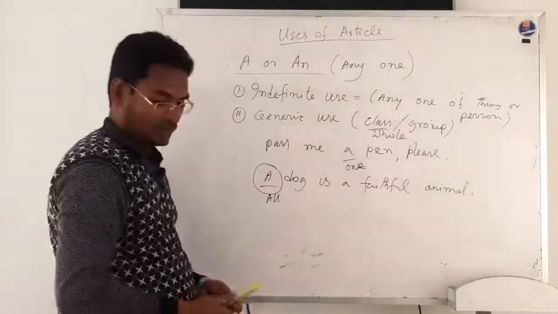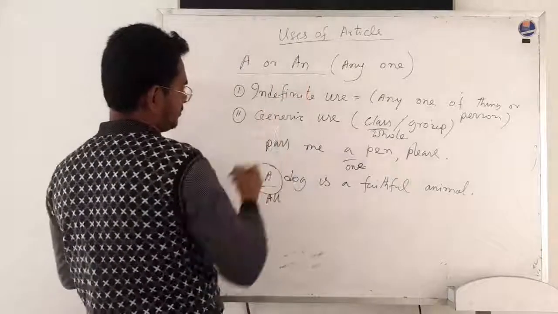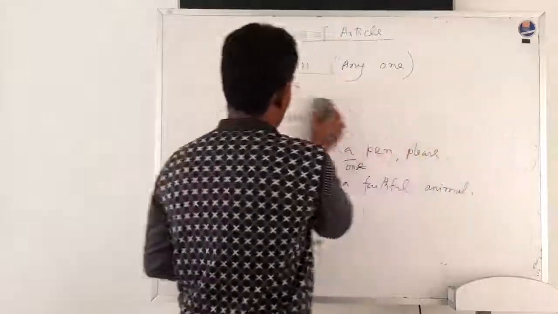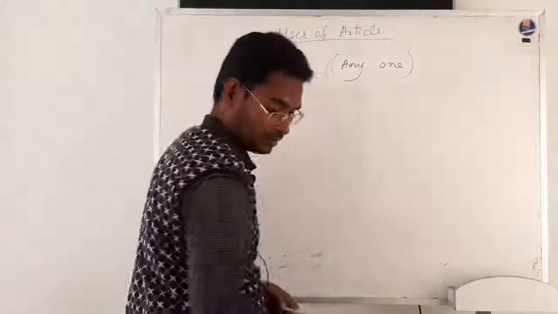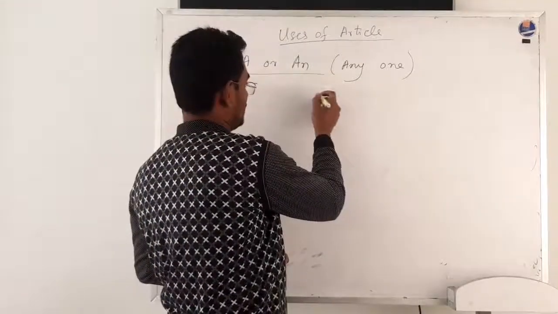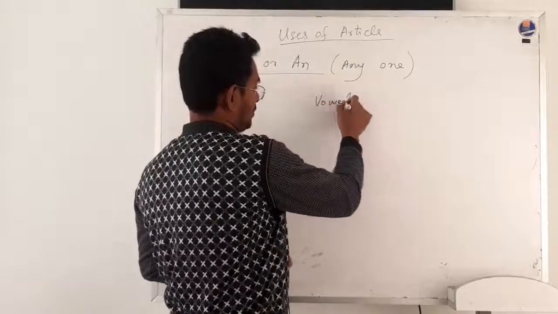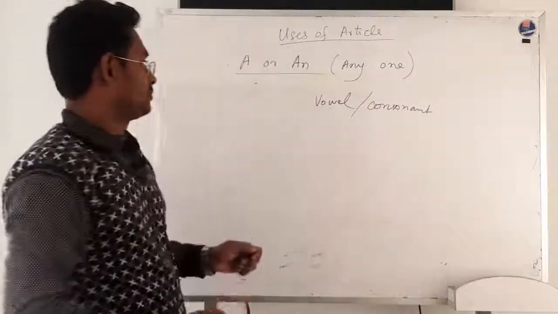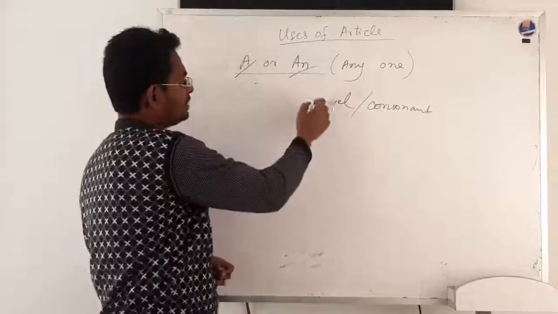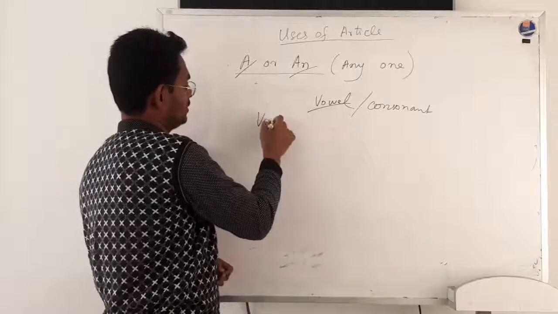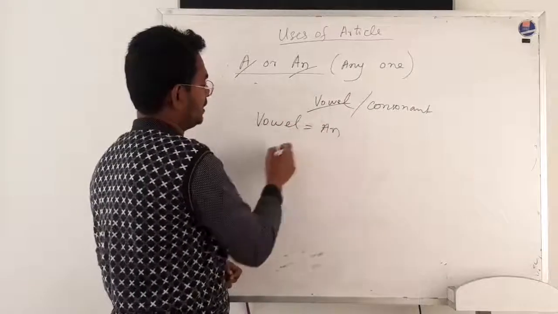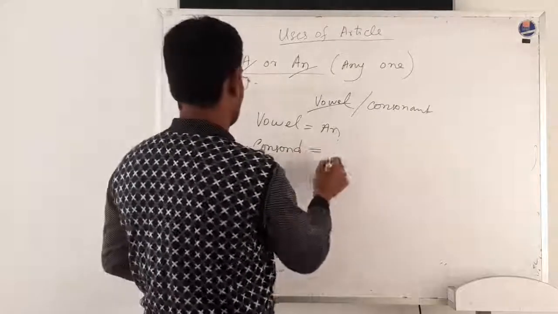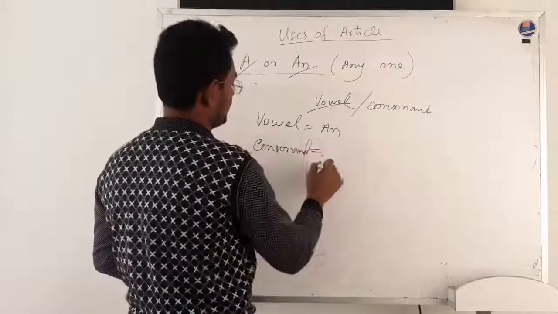Okay, dear students, how will we use a or an? If we want to use a or an, we need a clear idea about letters, vowels or consonants. Before a vowel sound we use an, and before a consonant sound we use a.